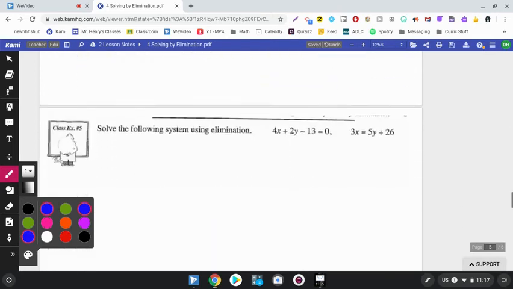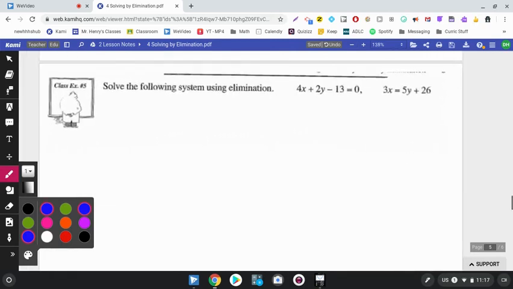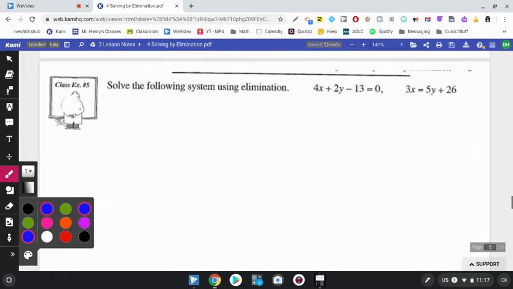I think this is the last question. Let's get one more question and then I'll give you some homework. You also have a check for understanding today. 4x plus 2y minus 13 equals 0, and 3x equals 5y plus 26.